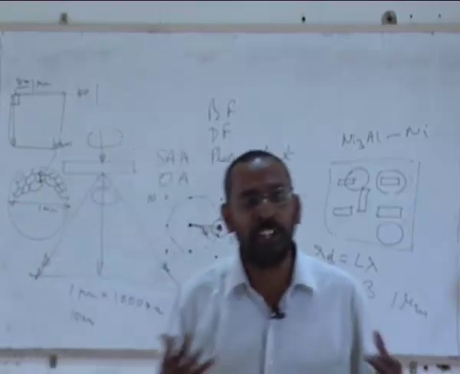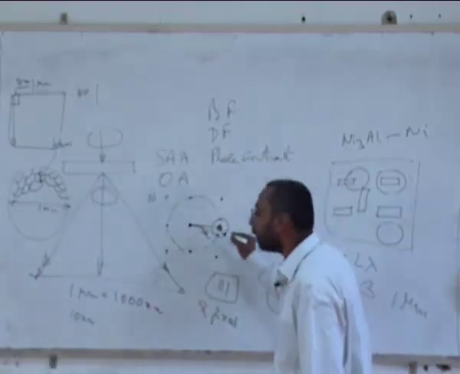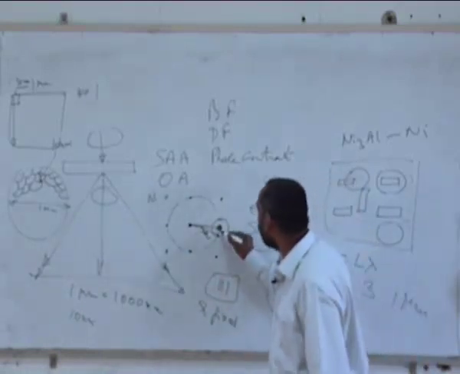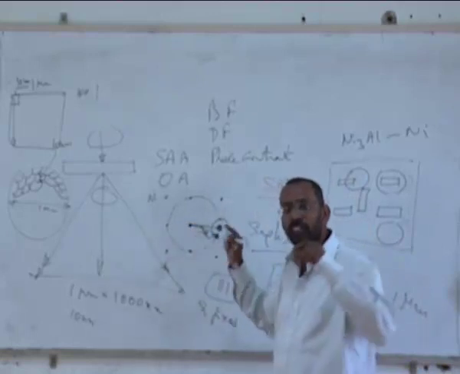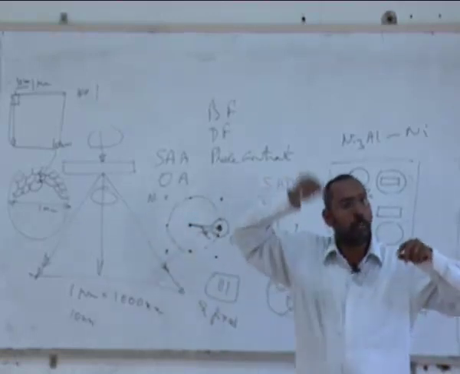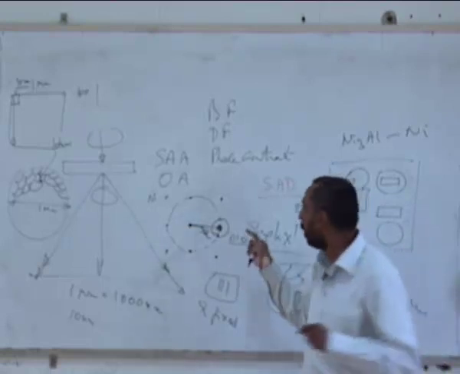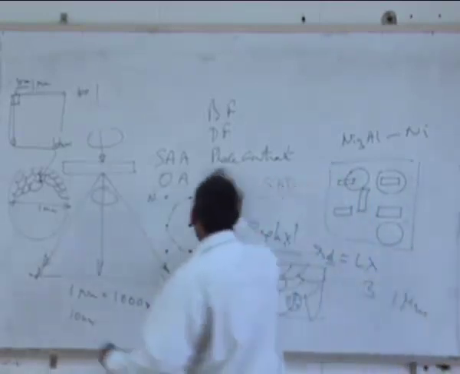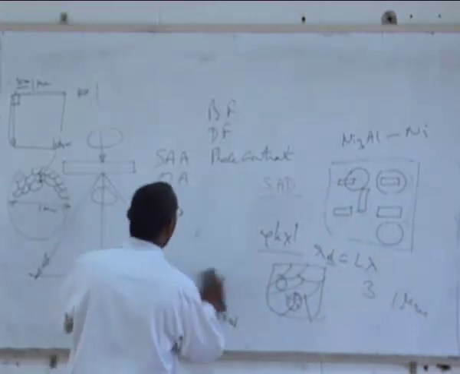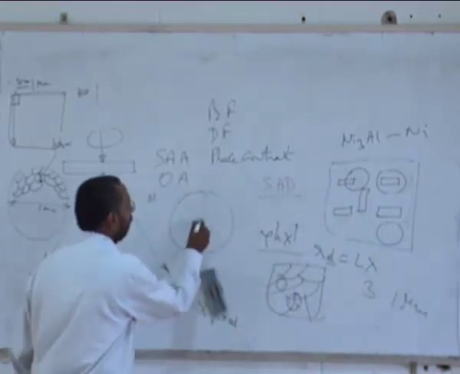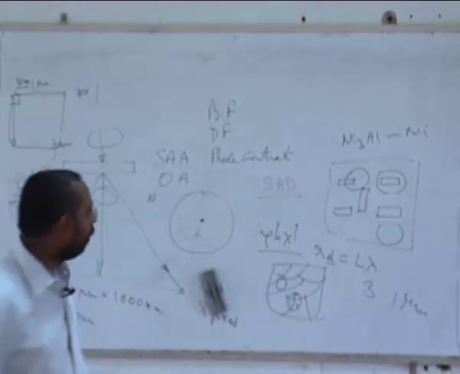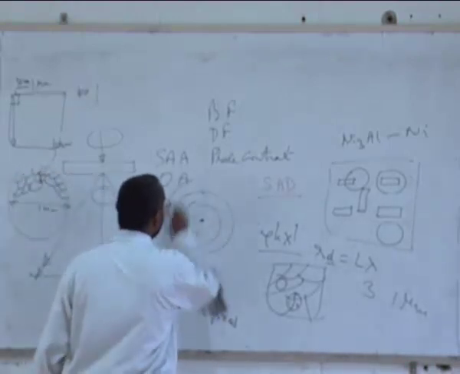And if I have 10,000 grains, all these grains have different orientations. As a result, the 010 spots of each of these grains will fall on this particular circle in such a way that the 010 will look like a circle with a transmitted spot here. So the whole diffraction pattern now will be simply nothing but circles.